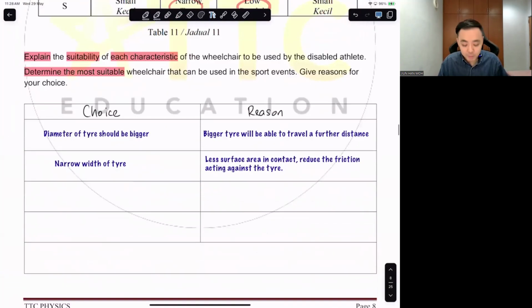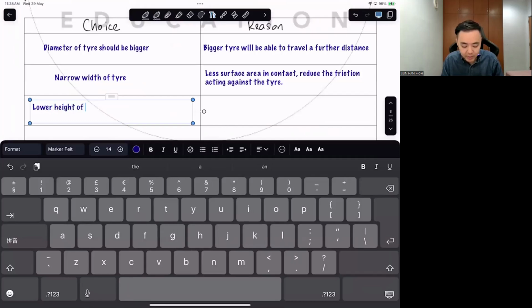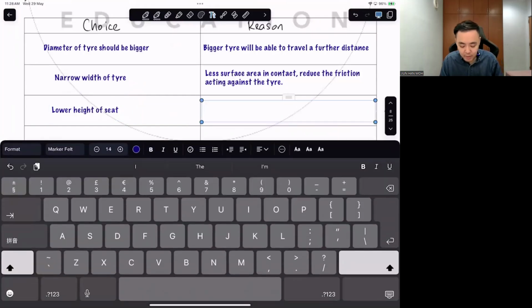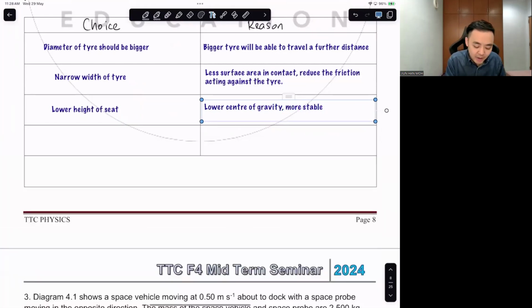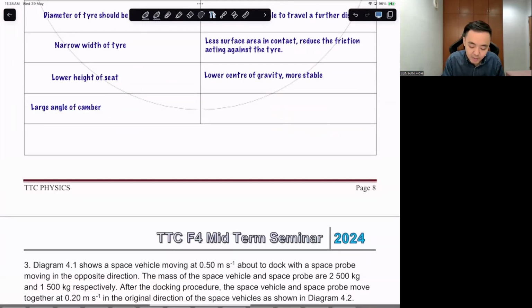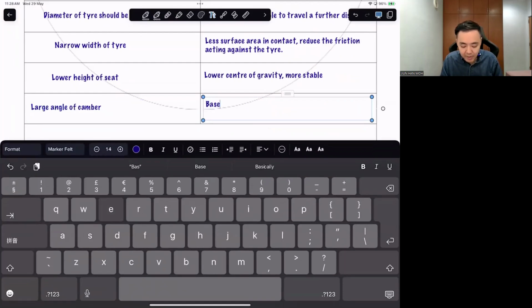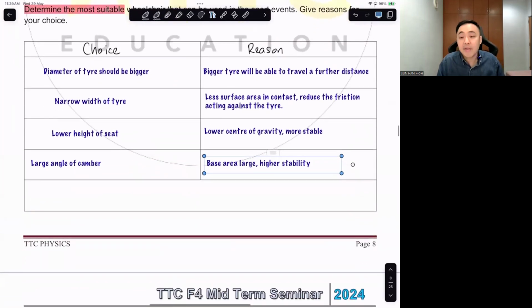One more. Height of the seat. Lower height of seat. And why is that so? Just now you mentioned, right? The seat is lower, so what happens? Lower center of gravity, more stable. Finally, we want a larger angle of camber. Why? Because the bottom is bigger, right? Base area larger, higher stability. You can say more stable, you can say higher stability. And there you go. This is what you are expected to write in the exam.